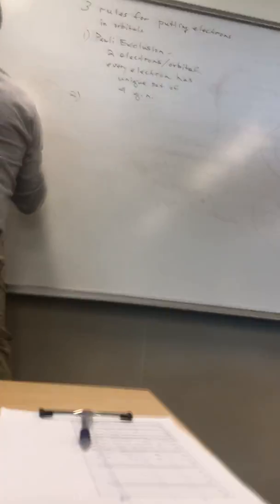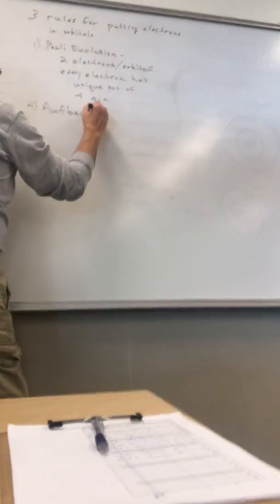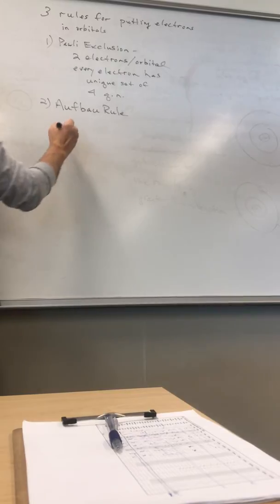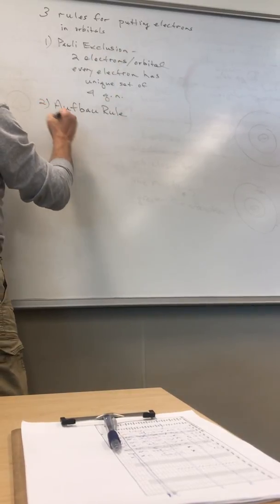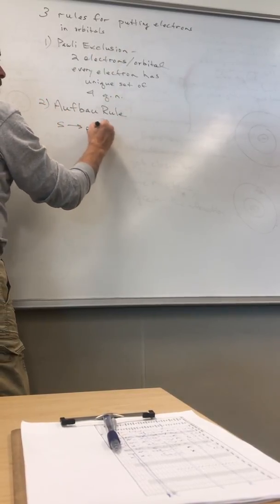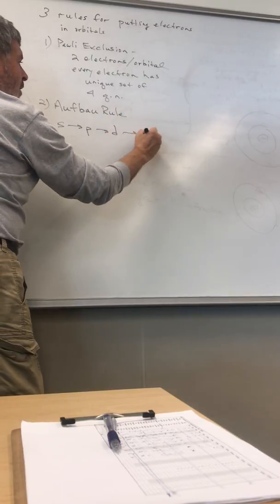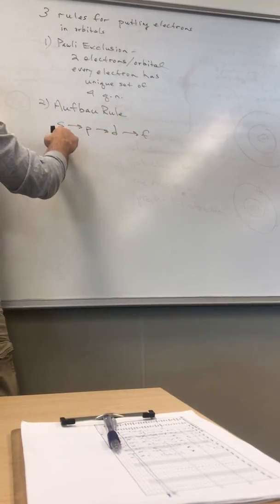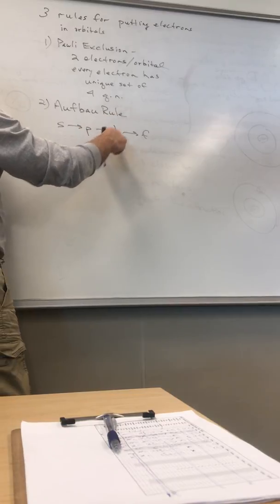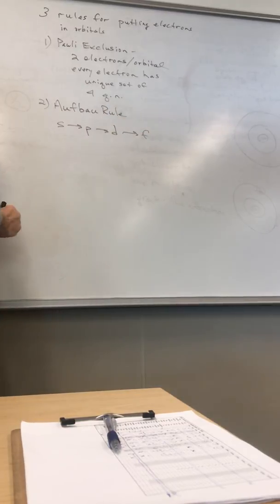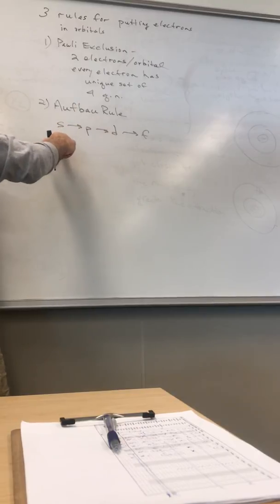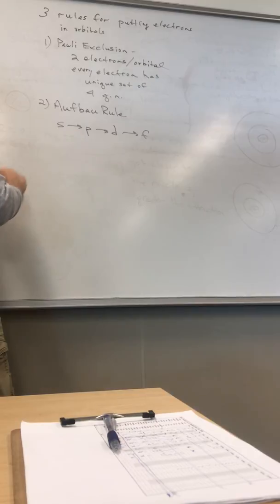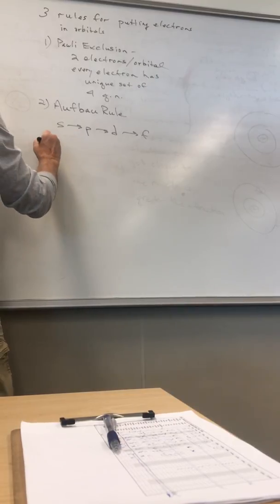Second one, the Aufbau rule. The Aufbau rule says, in terms of how I position, I go from S to P to D to F. So I start here at the lowest, then I go to P, and then I go to D, and then I go to F in that order. So each time I start a new row, I have to start back at S. That's the lowest orbital energy.